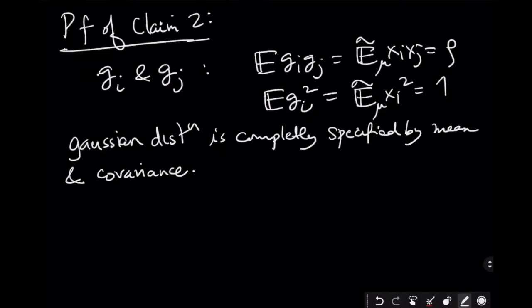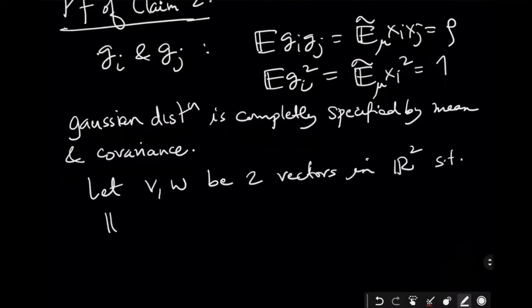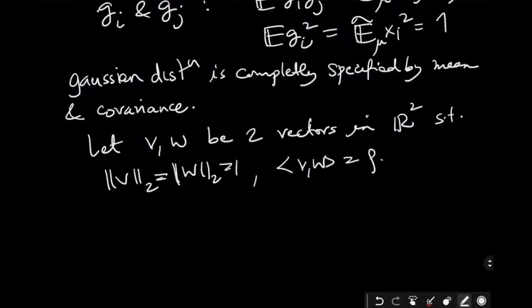by mean and covariance. It's a very simple basic fact, which we have been using for a while, but it's important because now I'm going to give you a different way to get two jointly Gaussian random variables which have the same correlations. This way of looking at them would actually help me analyze them. So let V and W be two vectors in R2 such that length of V equals length of W equals 1, and let's say that the inner product equals rho.